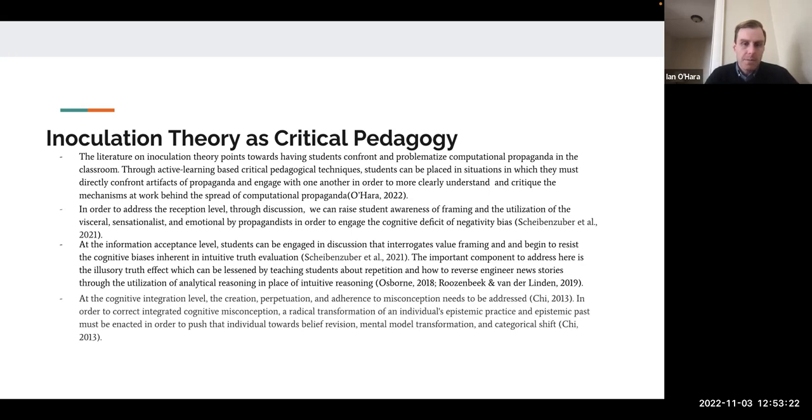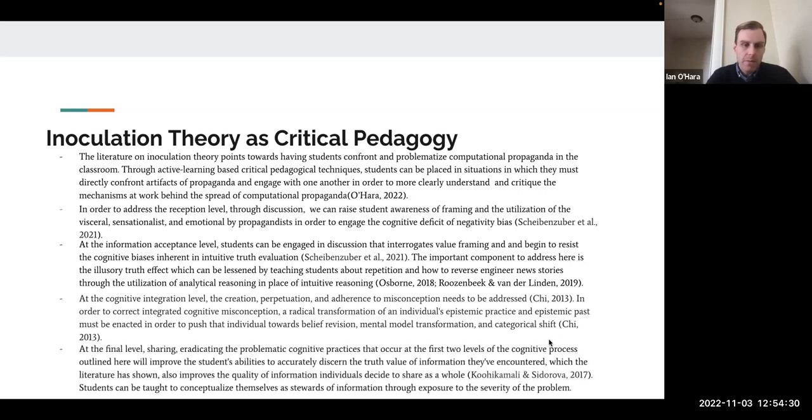And then at the cognitive integration level, the creation, perpetuation, and adherence of misconception needs to be addressed. So in order to correct integrated cognitive misconception, this is the byproduct of correcting things at the reception and information acceptance level and creating a new framework and a new disposition, epistemologically speaking, for students. So if we transform that disposition and make sure that there is a critical disposition at the front of their mind whenever they're interacting with any new information, we can create a categorical shift and a mental model transformation so that regardless of platform, regardless of who's sharing what with them, how something arrived in their timeline, they can automatically begin to go through the epistemic process of critiquing that information, regardless of what type of information it is.